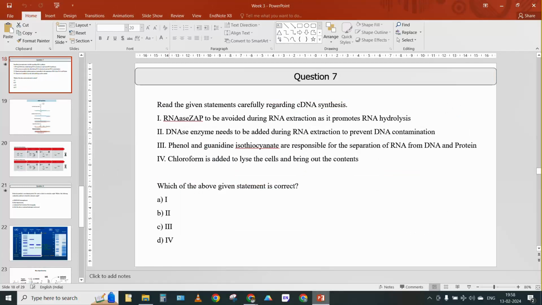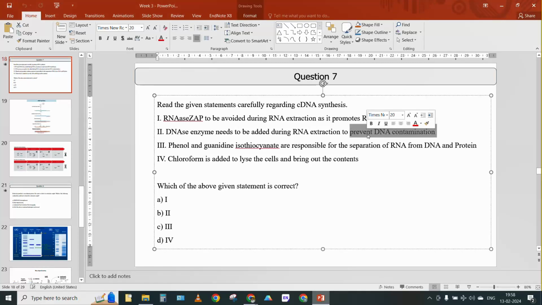Let me explain statement 2 only. DNase enzymes need to be added during RNA extraction to prevent DNA contamination. During RNA extraction, the addition of DNase enzyme is a crucial step to prevent contamination from genomic DNA. This is particularly important because the presence of genomic DNA in an RNA sample can lead to inaccurate interpretations of gene expression levels while analyzing RNA-based experiments such as gene expression studies or quantitative PCR (qPCR). DNA contamination may arise from genomic DNA released during cell lysis or from incomplete removal of the genomic DNA during the extraction process.